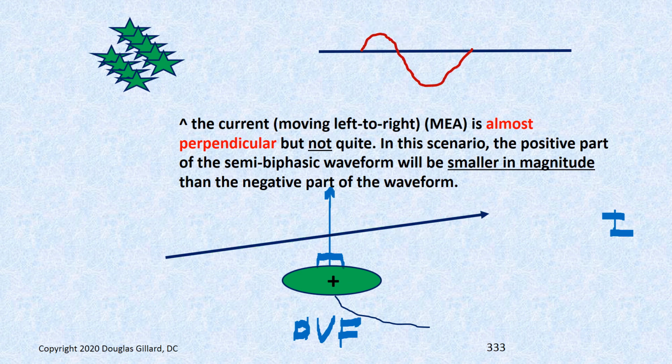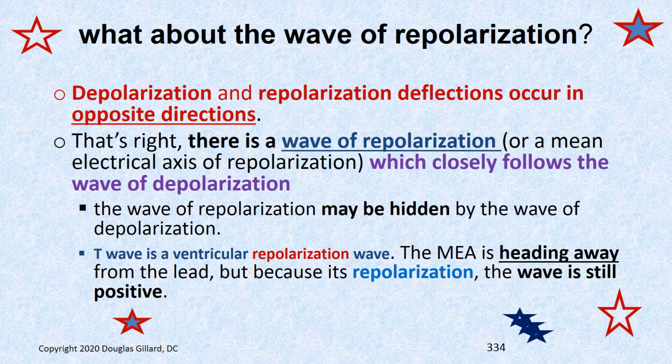All right, think about it. We'll do a bunch of examples here in a second. What about the wave of repolarization? We're not going to worry too much about that, but depolarization and repolarization actually run in different directions. So yes, there is a wave of repolarization. In fact, we know a good example of that, right? The T wave is a wave of repolarization. Right? So the MEA is heading away from those leads, but because it's repolarizing, the wave is still positive, because that's the way it works.